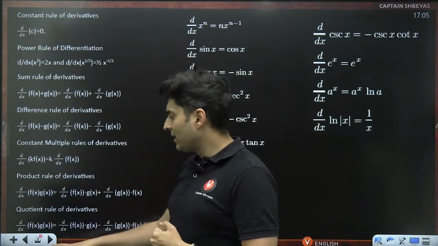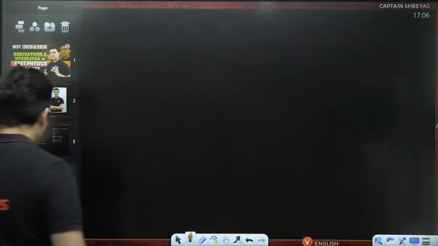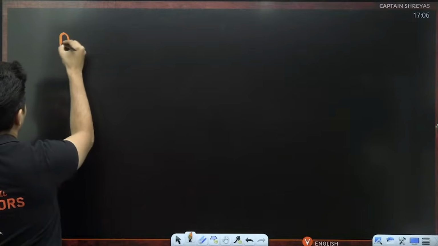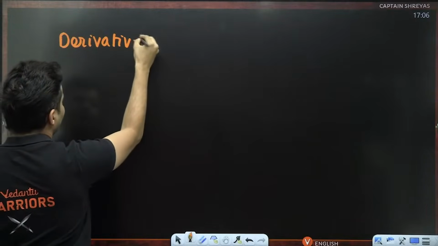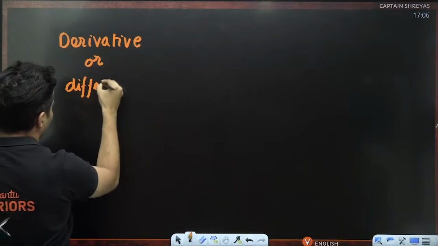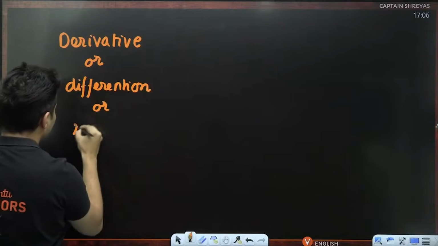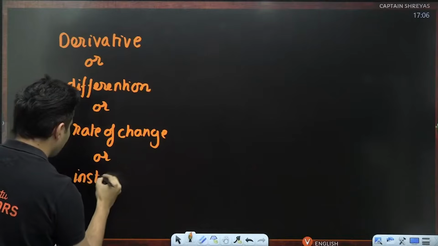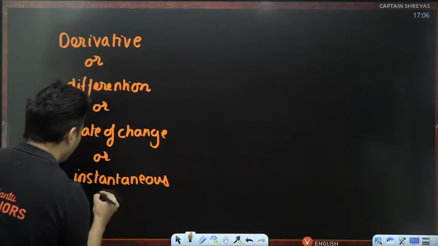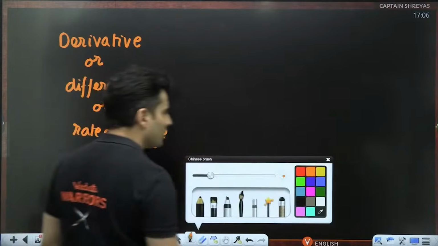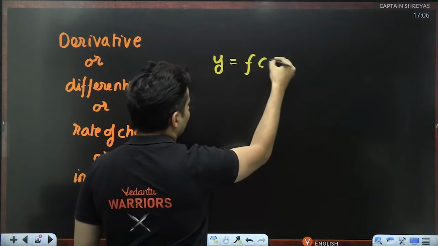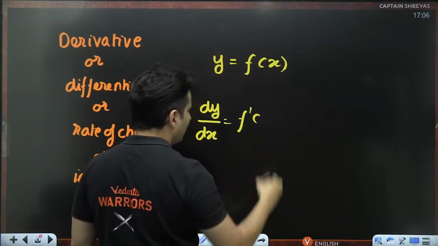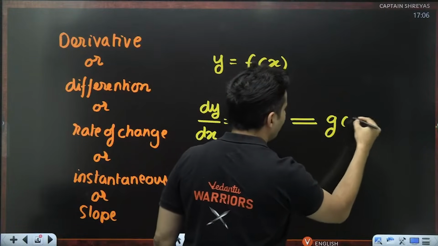All right. So let's begin with the class. Now, see guys, when I say I want to find the derivative, or differentiation, or basically the rate of change, or basically instantaneous value, or basically the slope, we used to be given a function like y is equal to, let's say, a function, then dy by dx, which is f dash of x, used to come out to be some new function like g of x.